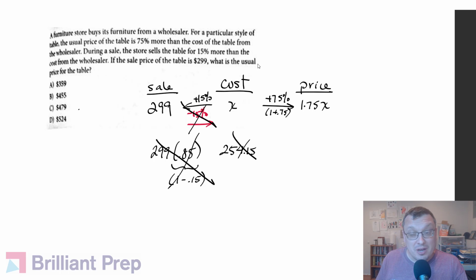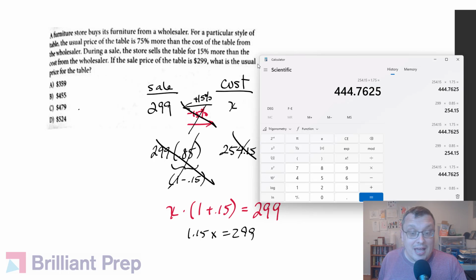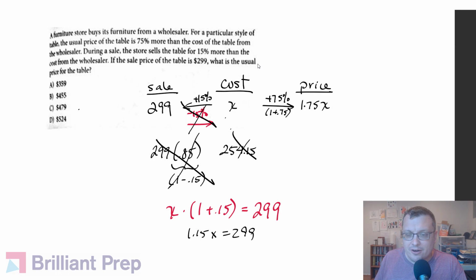So instead, what we're going to do, kind of like we did over here, I'm going to take my X and ask, how do I increase my X by 15%? Well, I do that by multiplying by 1 plus 15% as a decimal, and that should result in this price of $299. So now I have an equation, 1.15x equals 299, that I can solve for x to find the cost. And we get a nice clean 260, and that makes me feel a little bit better that we're getting a cleaner number versus this weird 254.15 before.